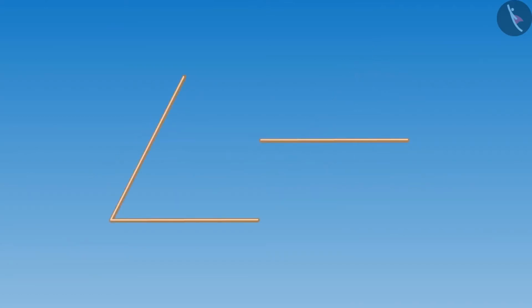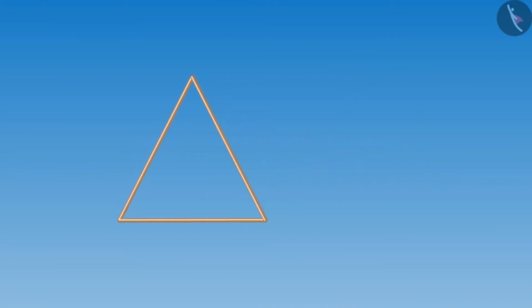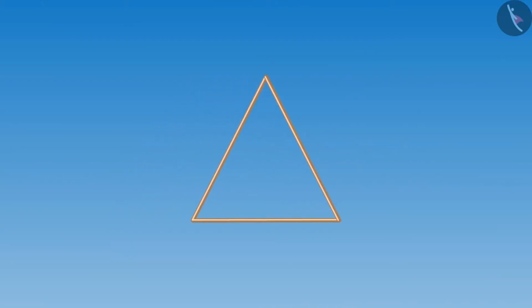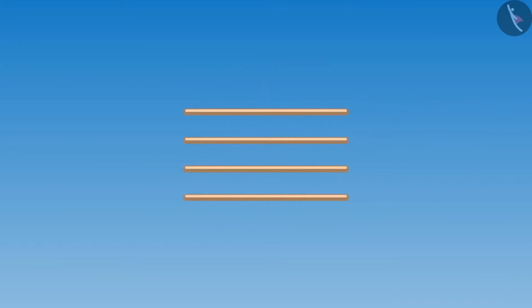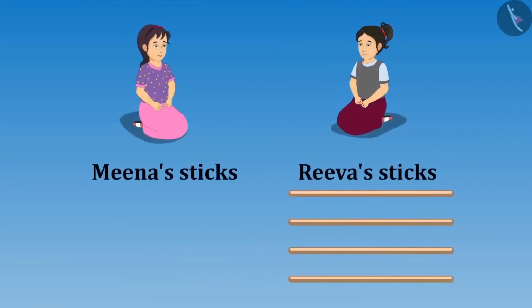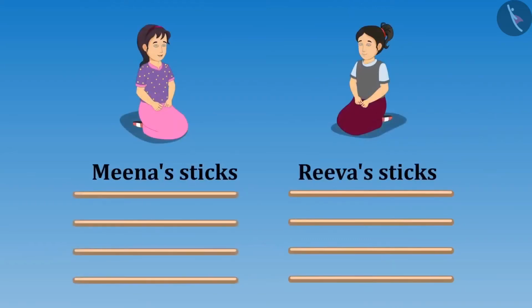Now look here. If I join another stick to these two sticks, then a triangle is formed. Can you tell me now how many corners and how many angles are present? Sister, from what I understood, 3 corners are formed here. And since there are 3 corners, only 3 angles are formed. Absolutely right, Riva. Come on, we will form a figure with 4 sticks of equal length. So here are your 4 sticks and here are my 4 sticks.